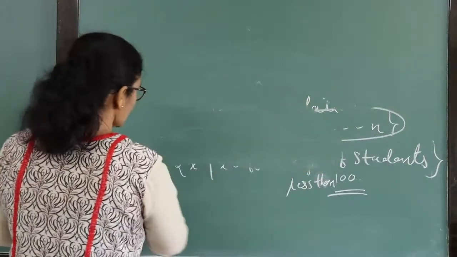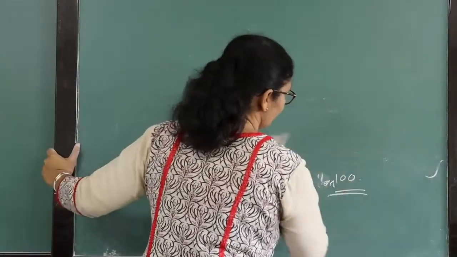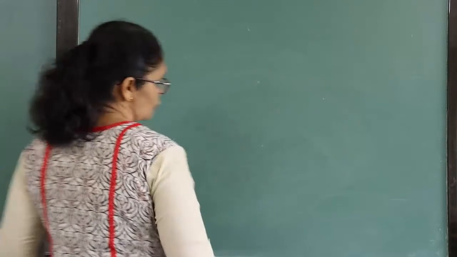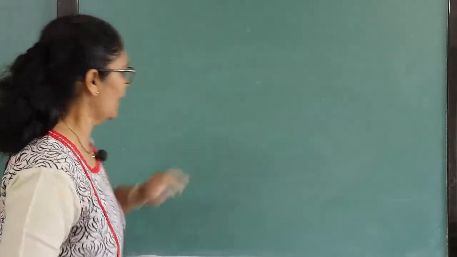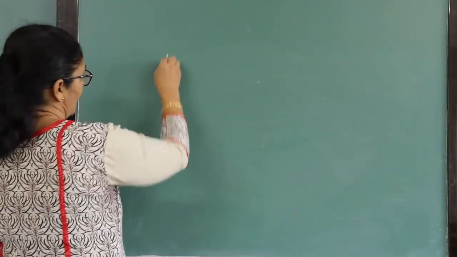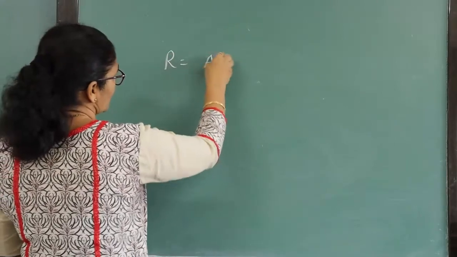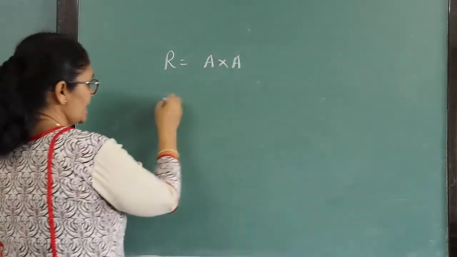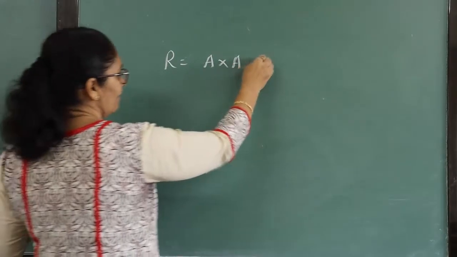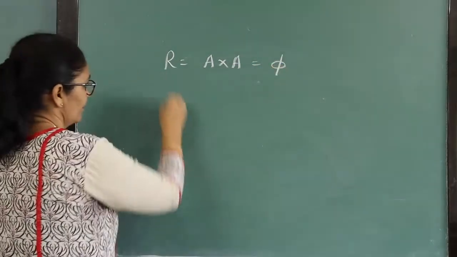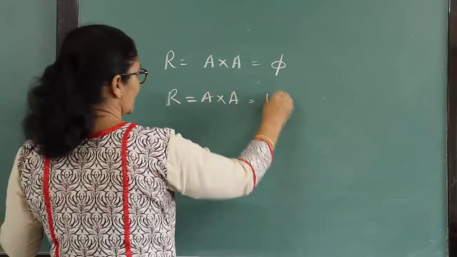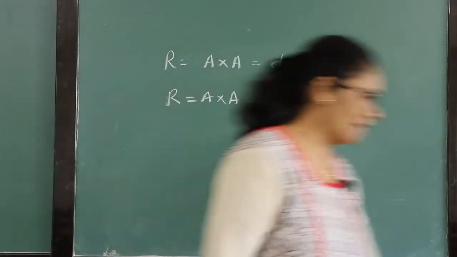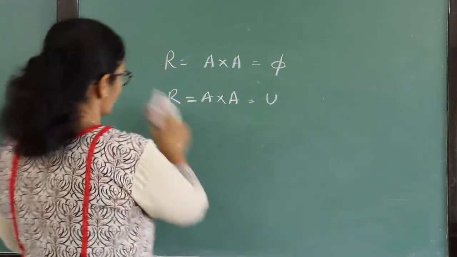Now we will discuss another type. What is the definition of extreme relations? First, empty relation: a relation which has no element, and universal means all elements. If you write in notation form, then R is a relation on A cross A. A relation is empty if it has no element, and if the relation has all elements, then you can say it is universal. So empty and universal, these are the two extreme relations.